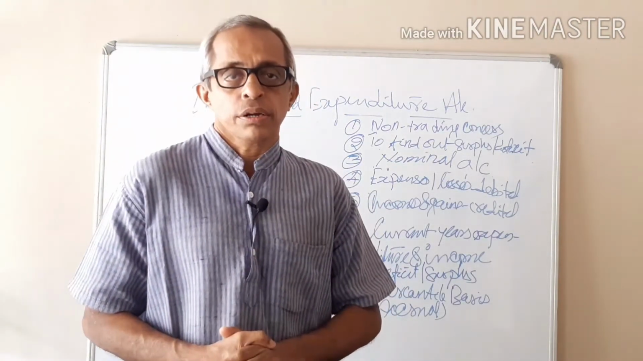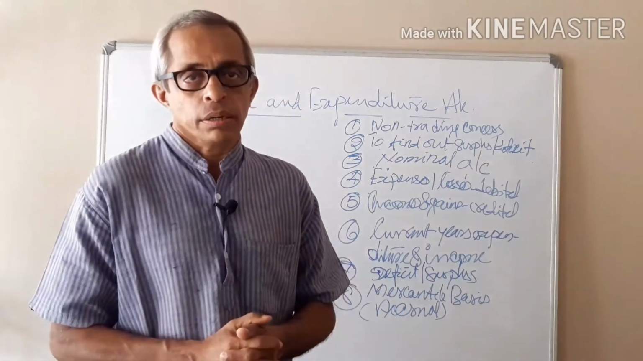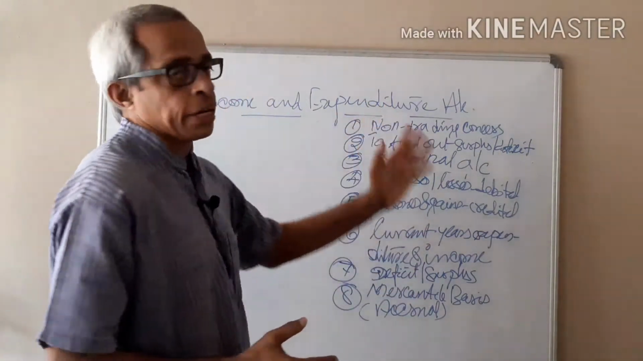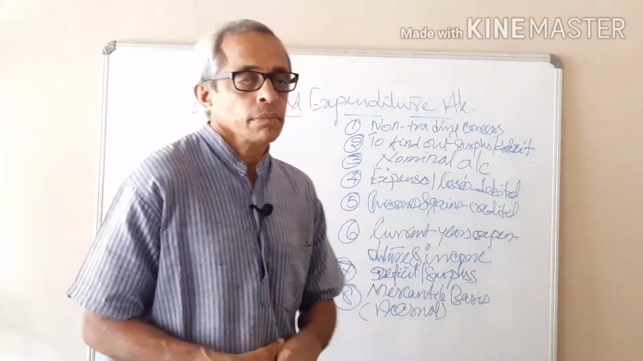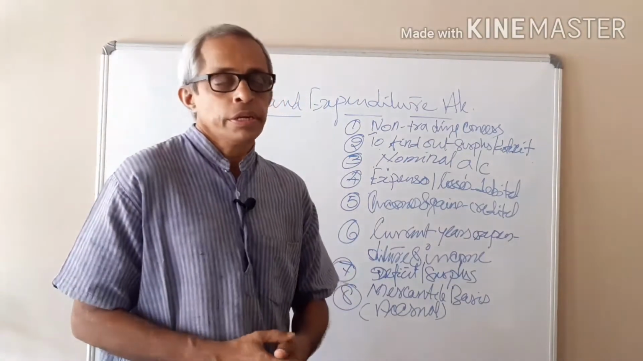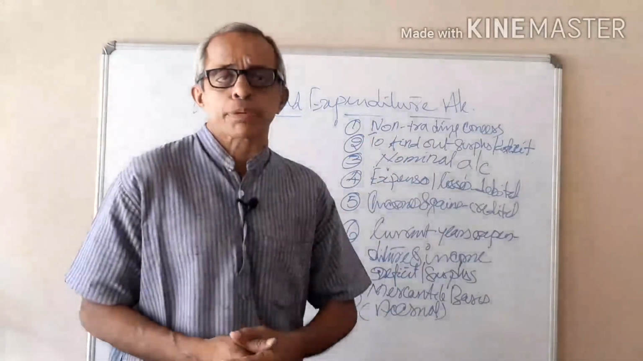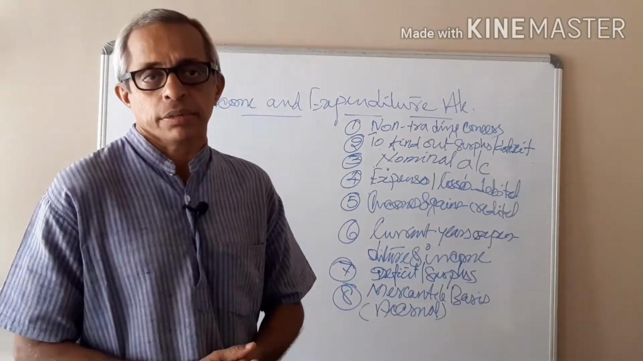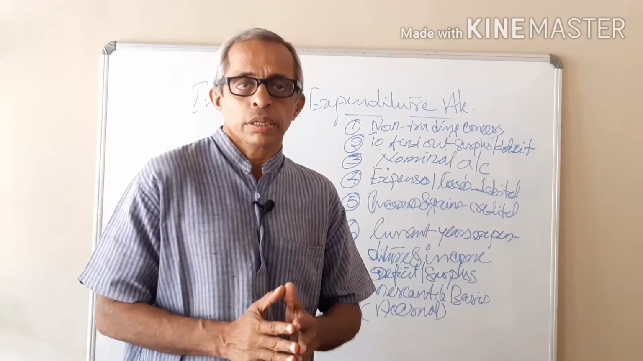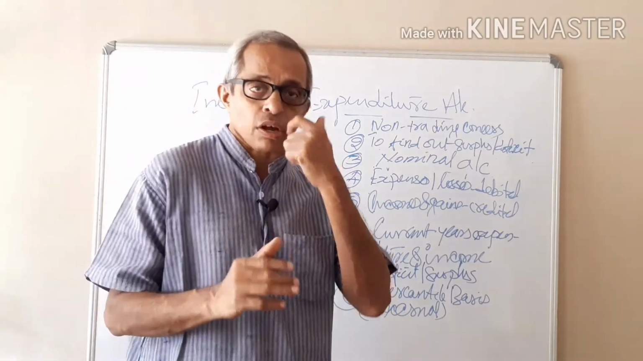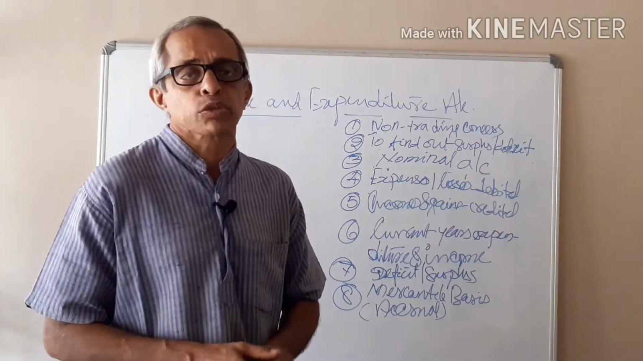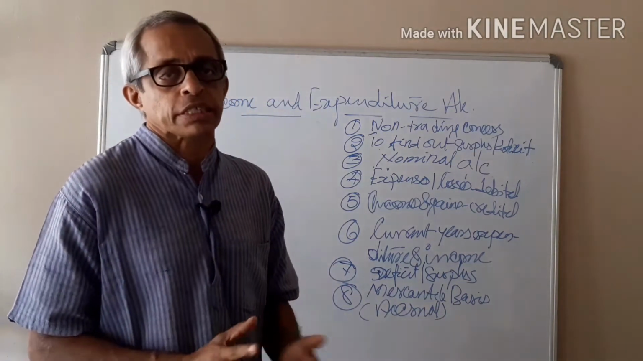Today we are going to study the characters of income and expenditure account. As we all know, income and expenditure account is prepared by a non-trading concern in order to find out the net result of service to the society or to the group of members who constitute such an organization.